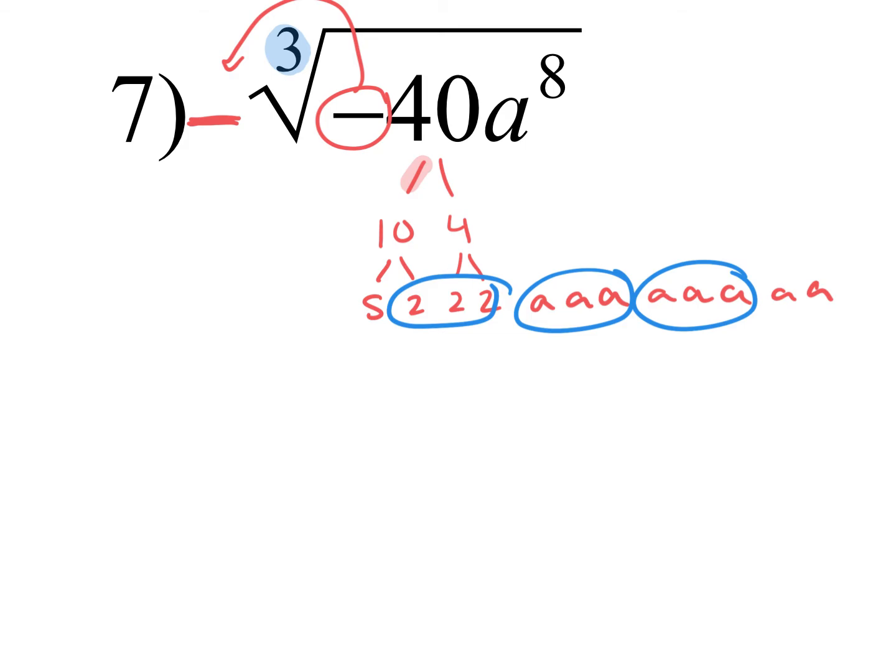So what comes to the outside? What else is on the outside? So negative 2a squared. And what has to stay on the inside? 5a squared. And then I can't forget to put the little index of 3. So whatever your index is in the question, that just has to stay in your answer.